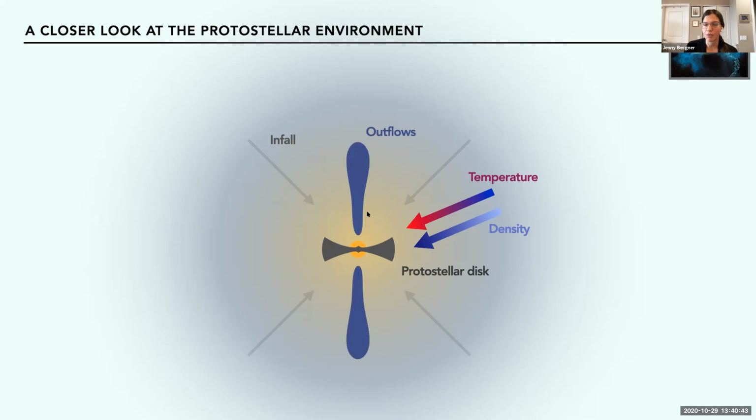Outflows are also a really common feature to see in protostars, which is just material that's being launched away really energetically, in the opposite direction to the disk. And in both accretion onto the disk and in the case of outflows, we're often accompanied by energetic shocks that are happening when different materials are blasting into one another. So this is the physical picture for a protostellar environment.